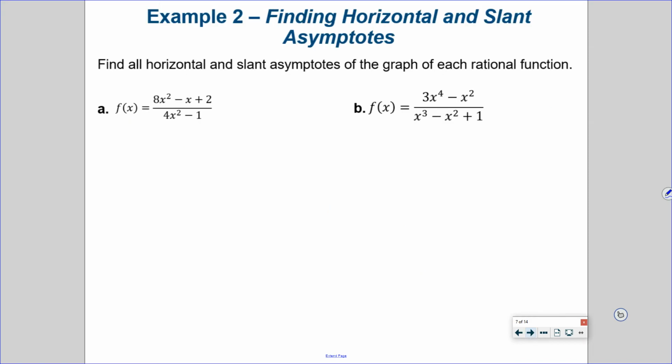This time, they're not asking for vertical asymptotes. They just say find all the horizontal and slant asymptotes of the graph of each rational function. All right, I'll start with horizontal. Degree of my numerator is the same as the degree of my denominator. Love when that happens. All you got to do there is take your leading coefficient of your numerator divided by, just like how it's set up in the function, the leading coefficient in your denominator. So y equals 2 is a horizontal asymptote.